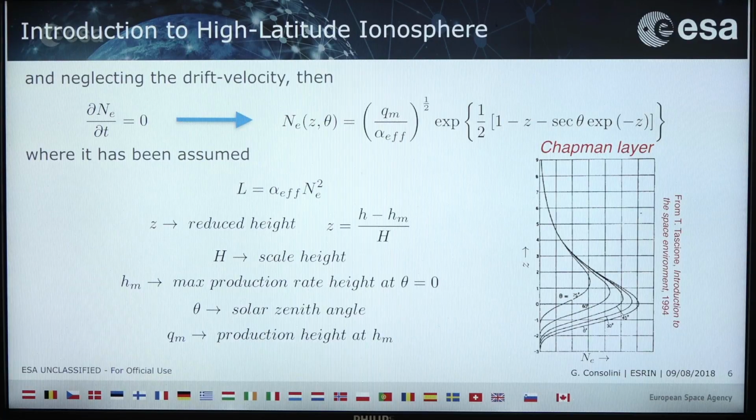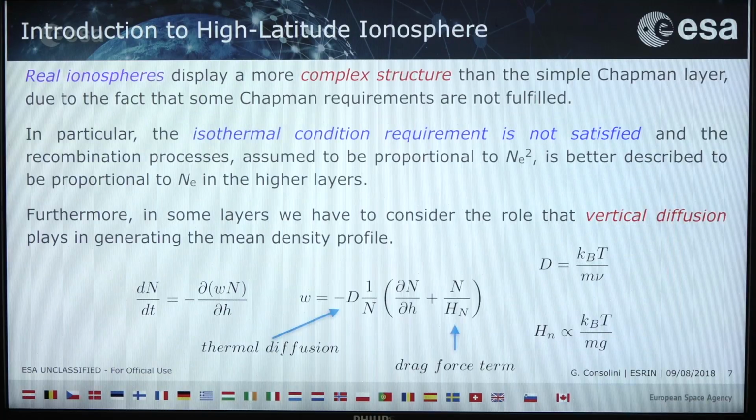By the way, there are some elements that can change. It depends on the zenith angle, as you can see here, and also on various factors that can change under the conditions. Clearly, real ionospheres have much more complex structures than the simple Chapman layer. This is due to the fact that the Chapman requirements are not fulfilled. For instance, the isothermal condition is not satisfied.